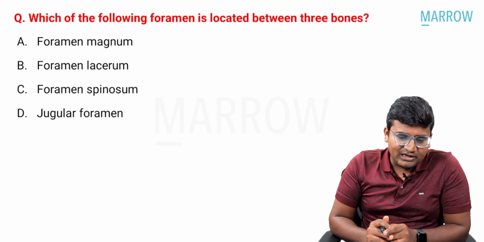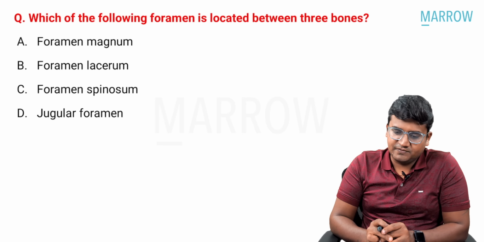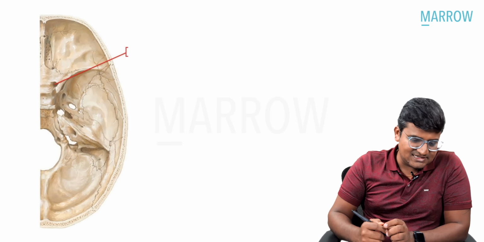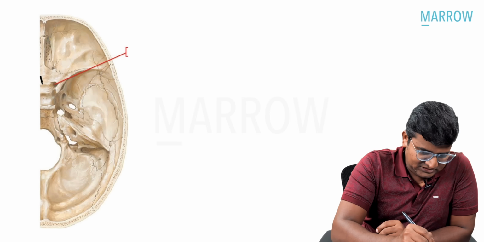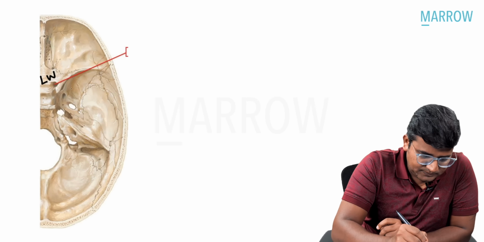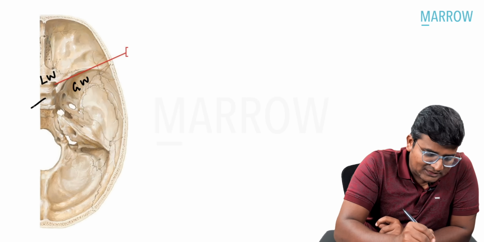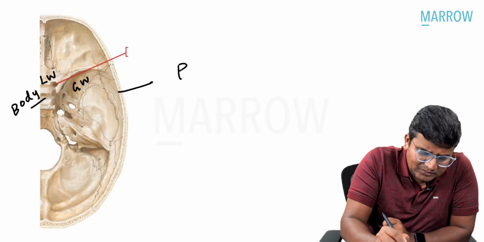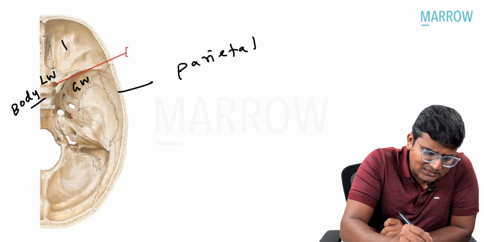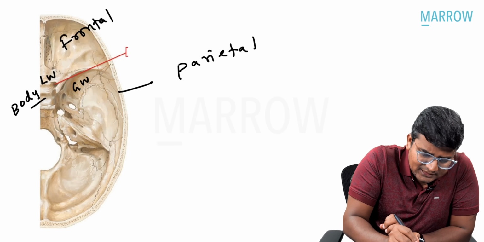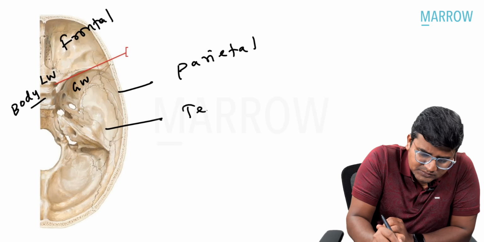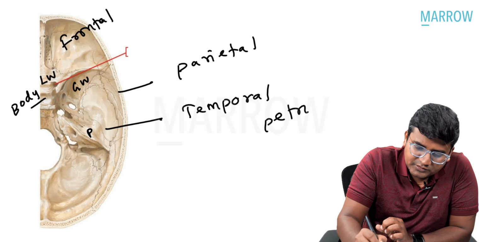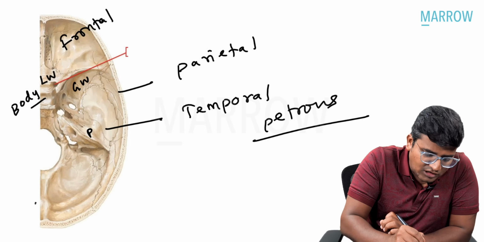Now which of the following foramen is present between the three bones? Okay. So now see the diagram. Now this is the superior view of the skull base and we're going to mark the bones. This is the lesser wing of sphenoid. This is the greater wing of sphenoid. This is the body of sphenoid and this is the parietal bone. And this is the frontal bone and this is the temporal bone. Now in the temporal bone, this part is called the petrous temporal bone and this is our occipital bone.